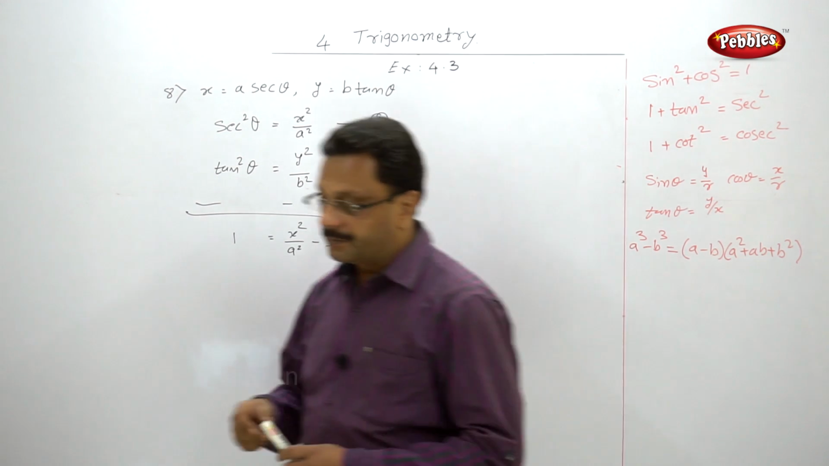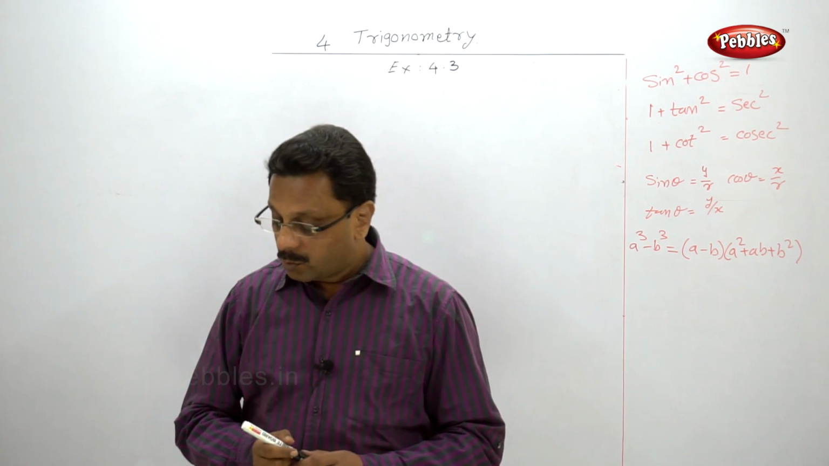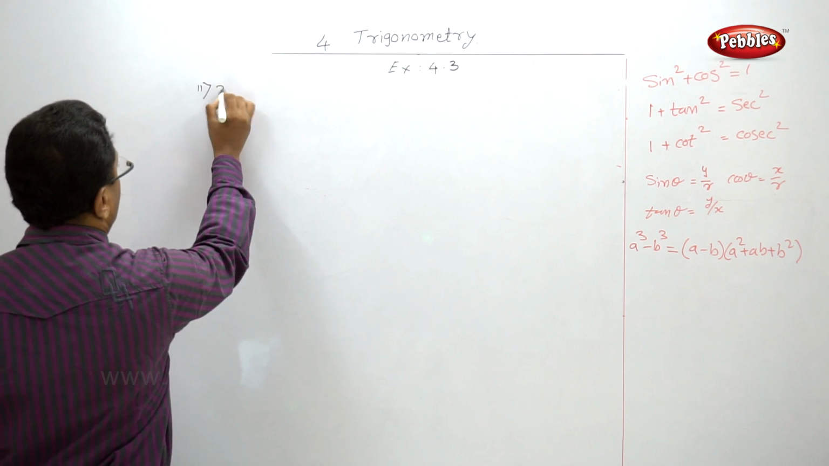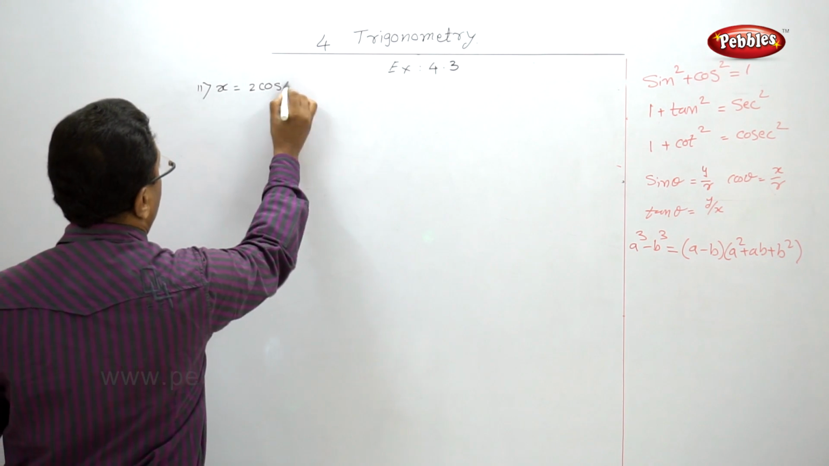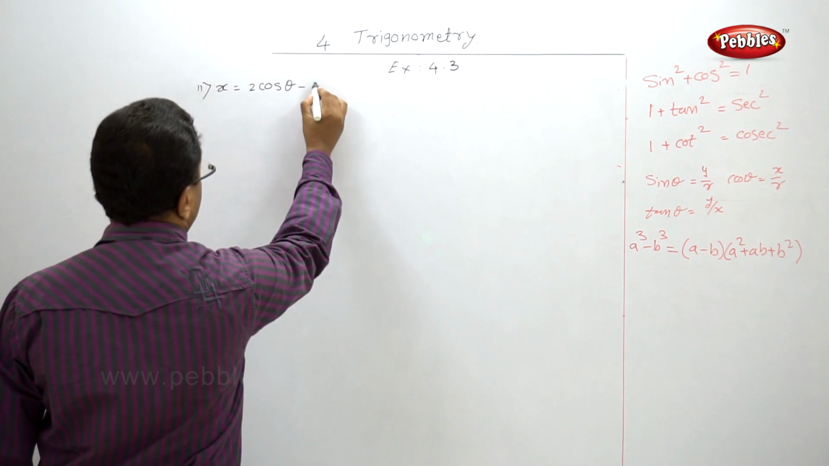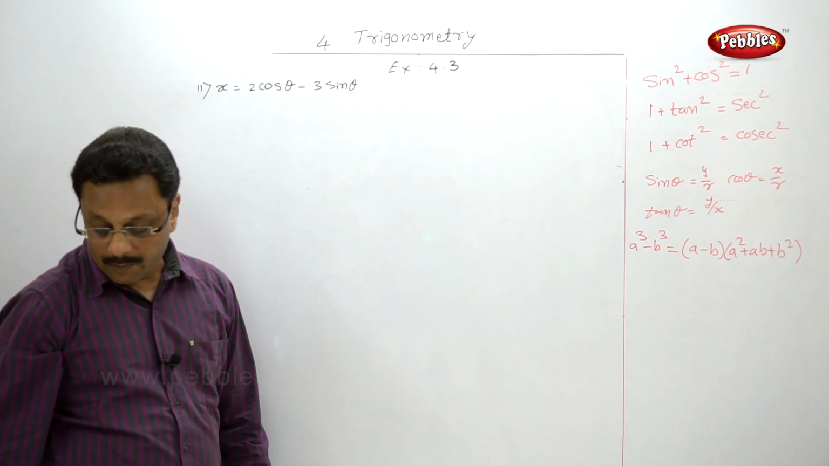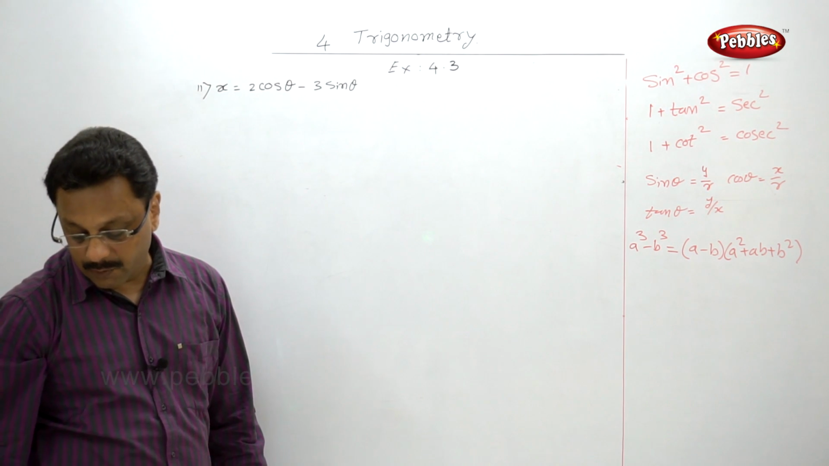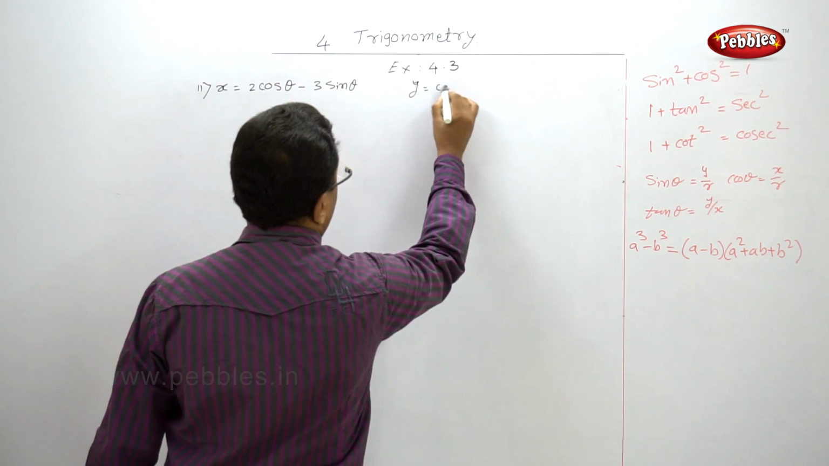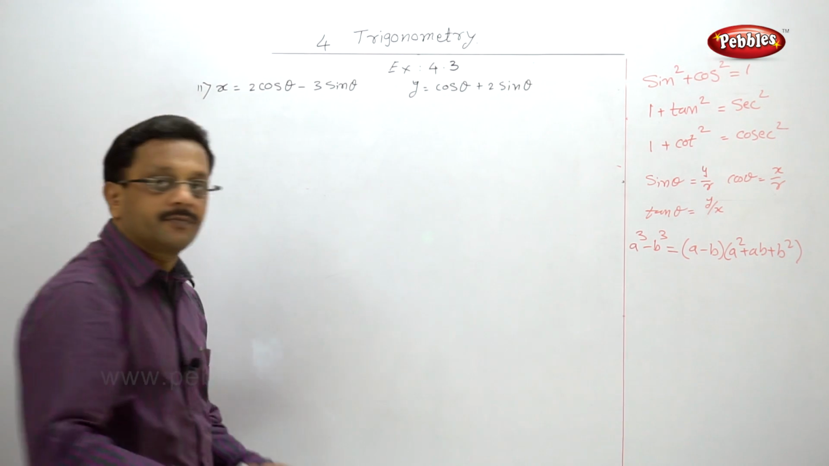Let us go ahead. Second problem of 8th is x equal to 2 cos theta minus 3 sin theta, and we have y equal to cos theta plus 2 sin theta.